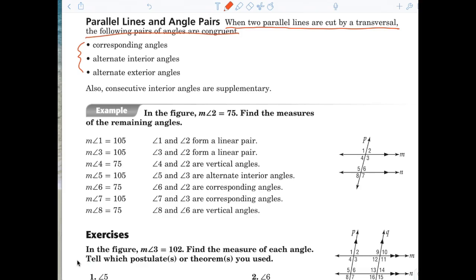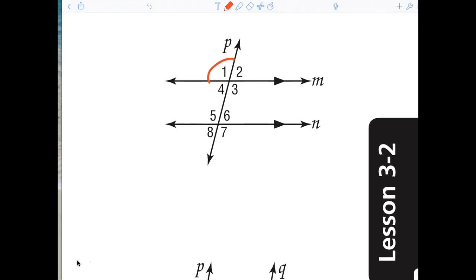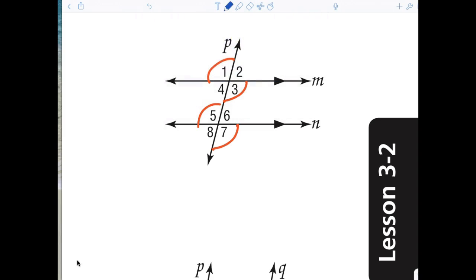And what I normally tell kids is look over here. Angle one is obtuse, correct? Angle five is obtuse. Seven is obtuse, and three is obtuse. All obtuse angles are what? Congruent. And all acute angles are congruent. So from that, I would just mark this figure this way. This, this, this, this. So all obtuse angles are congruent. All acute angles are congruent.